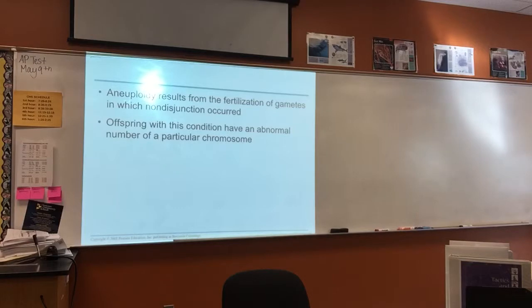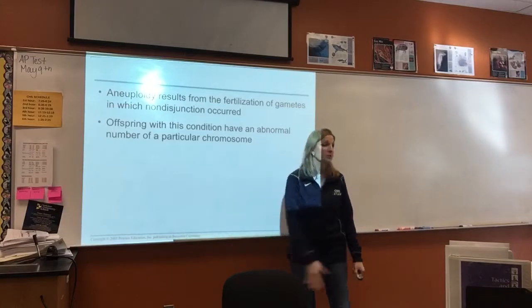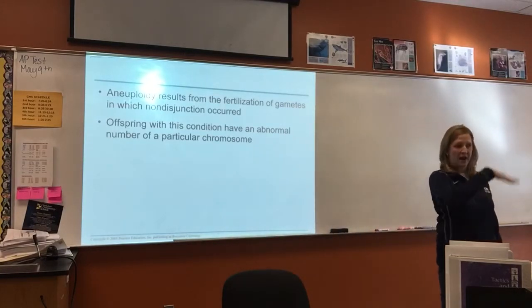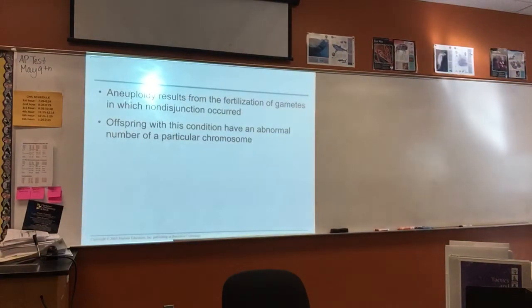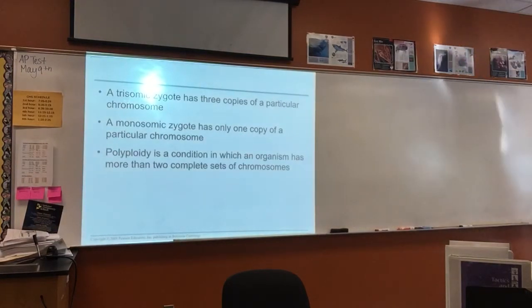So aneuploidy results from the fertilization of gametes in which nondisjunction has occurred. Offspring with this condition, aneuploidy, have an abnormal number of a particular chromosome. Particular. So, like for us, we can't have 3 of every kind of chromosome, but there are certain chromosomes that we can survive with 3 of, but have 2 of every other kind. And it depends upon which one we have 3 of, what symptoms we have. So, a trisomic zygote, tri meaning 3, has 3 copies of a particular chromosome. A monosomic zygote has 1 copy of a particular chromosome. And polyploidy is a condition in which an organism has more than 2 complete sets of chromosomes.